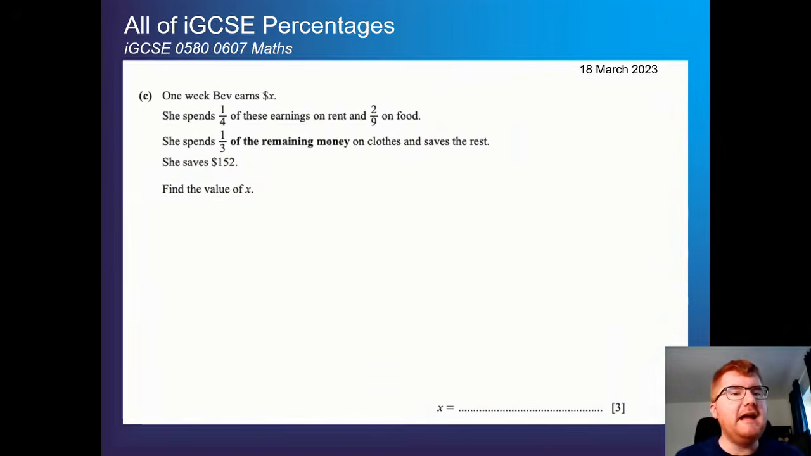And we move on to a more problem-solving style question here. So 1 week, Bev, new person here, Bev, she earns X amount of dollars. She spends a quarter of these earnings on rent and 2/9 on food.